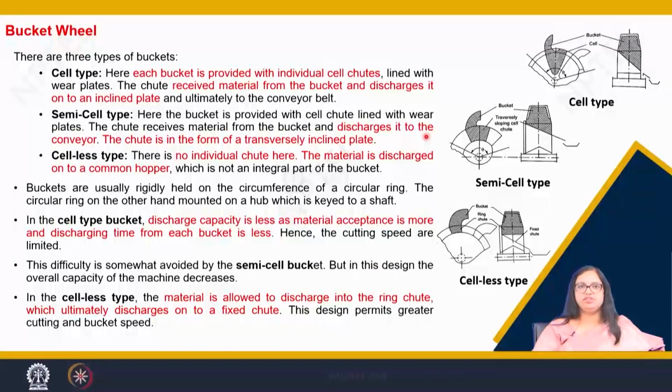Now starting with the bucket wheels. When we talk about bucket wheels, they are again of three types. They can be cell type, semi-cell type, or cell-less type. Well, when we talk about cell type, what does it mean?